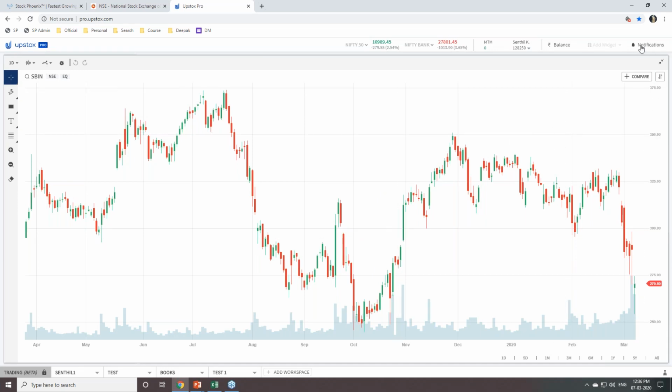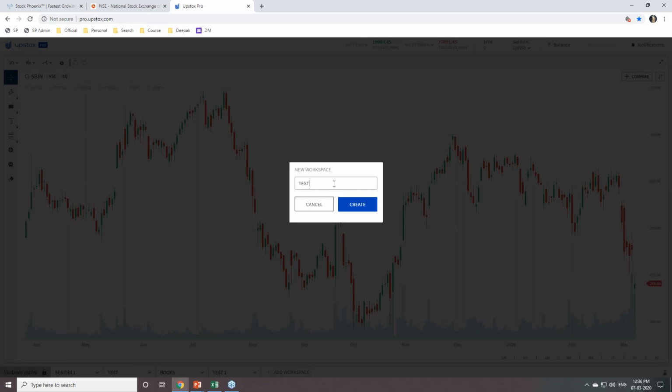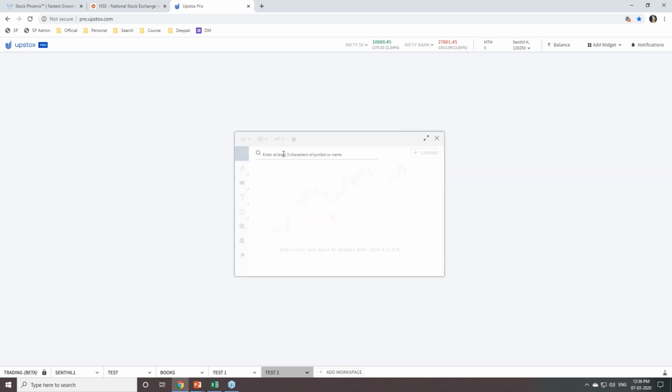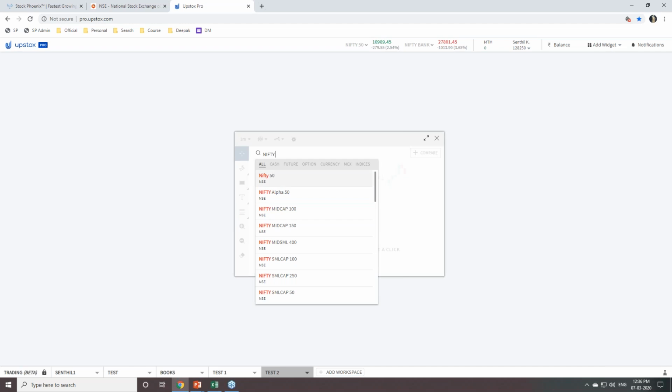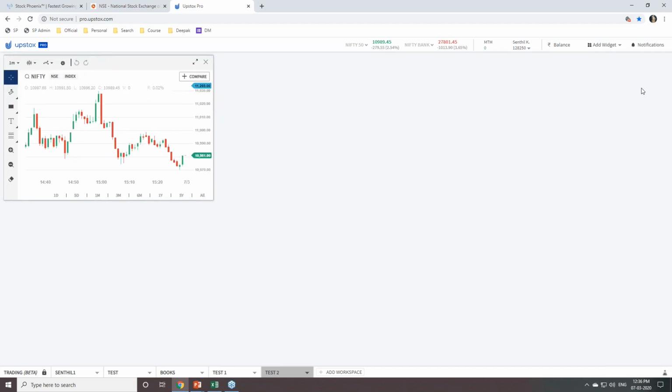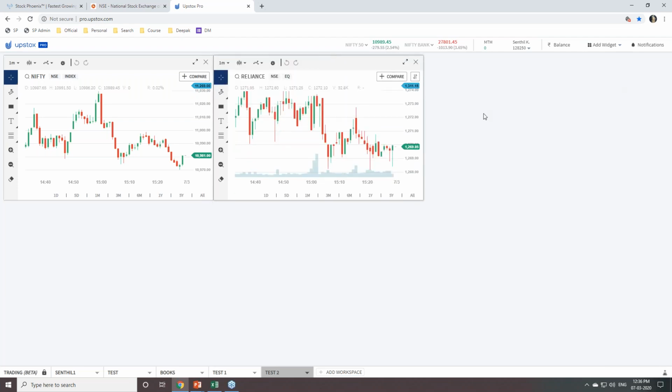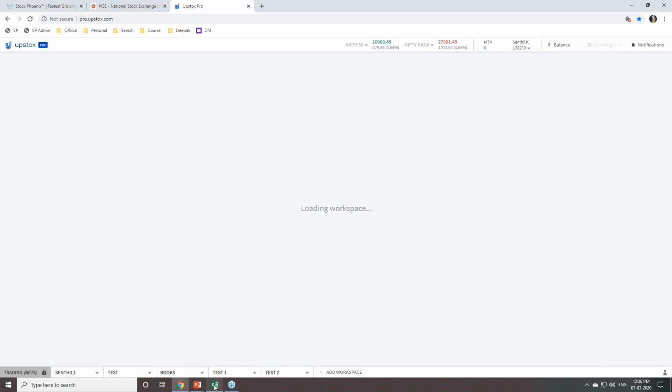Other than that, for example, you want to open multiple charts in the same trading terminal, the trading platform. Add workspace. Give a name. Add widget, chart. Give the name. The chart is open. Again, add widget, chart. Give a name. The chart is open. By this you can see multiple charts, say up to 3-4 charts comfortably. And you can add the positions, the order book, the trade book, all those things. We will come back to that again as per the sheet.